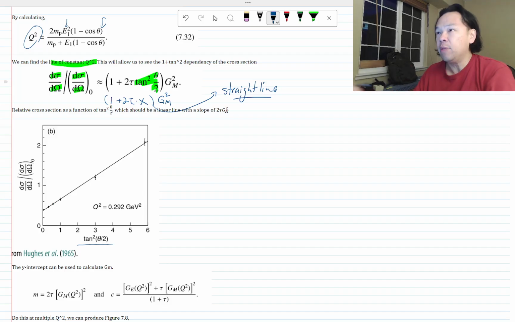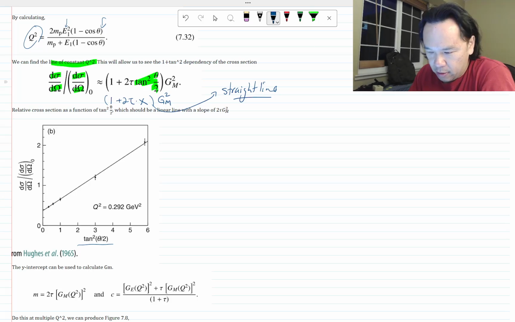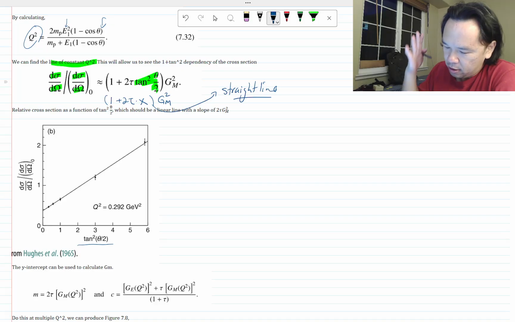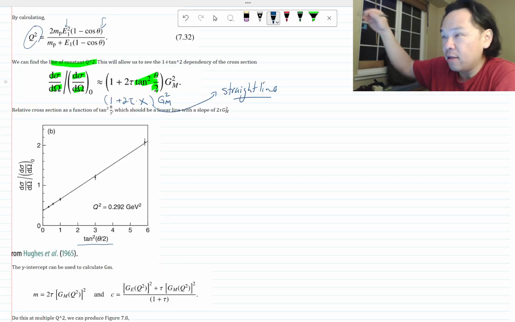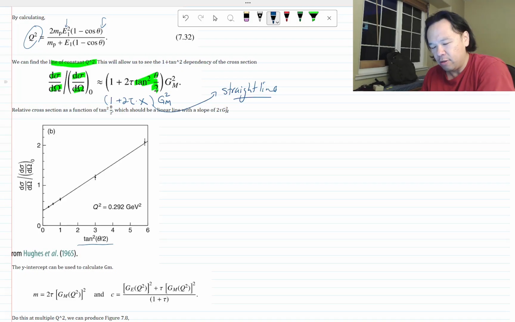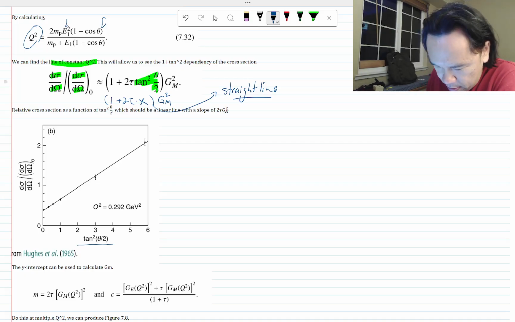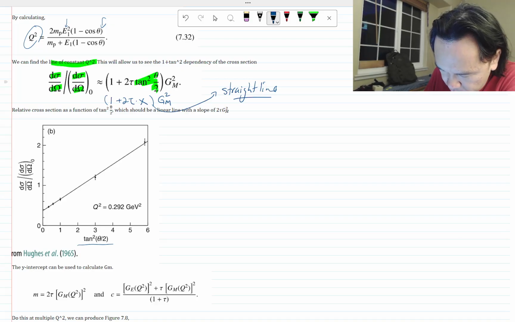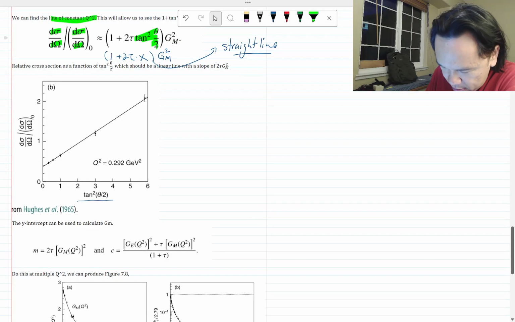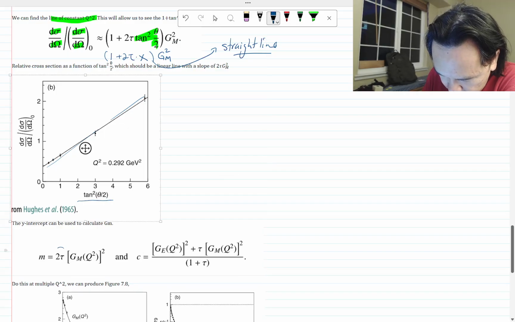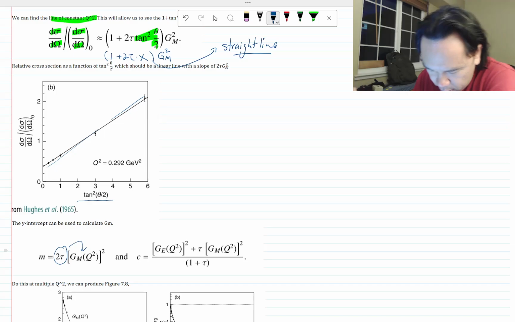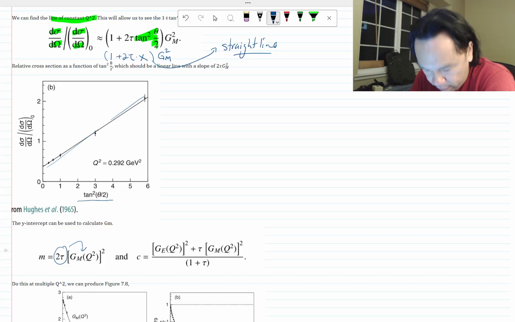And this is an extremely useful data analysis method called linearizing. Because humans can spot a straight line from miles and miles away, but if you're plotting some tangent squared theta function, that's more complicated to analyze. When you do a fit to this, you get the slope, and the slope is actually going to be 2 tau times the magnetic form factor squared.